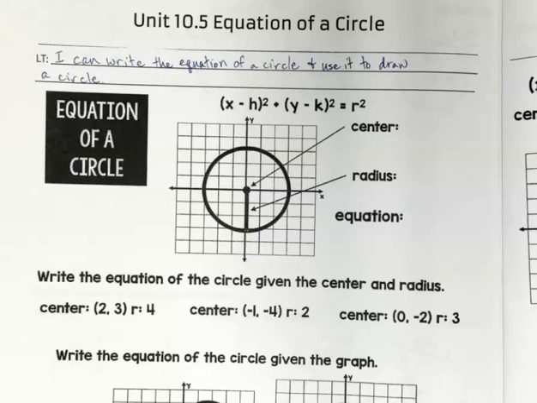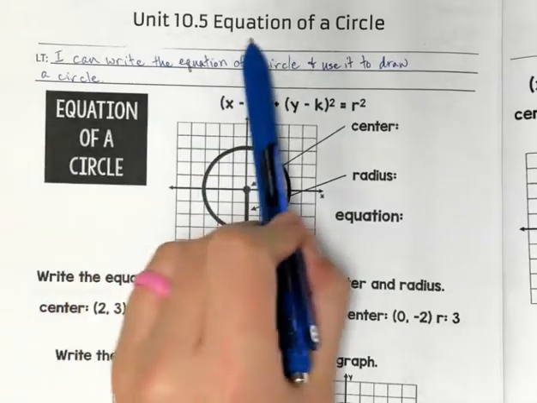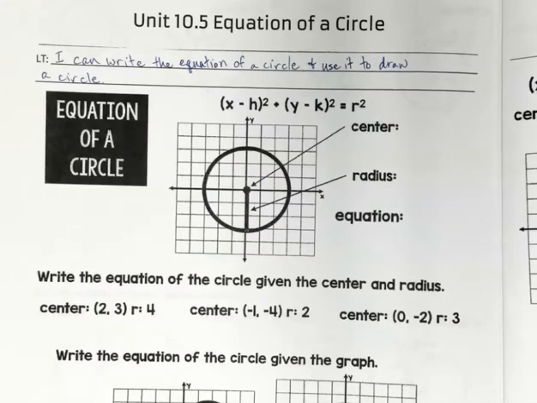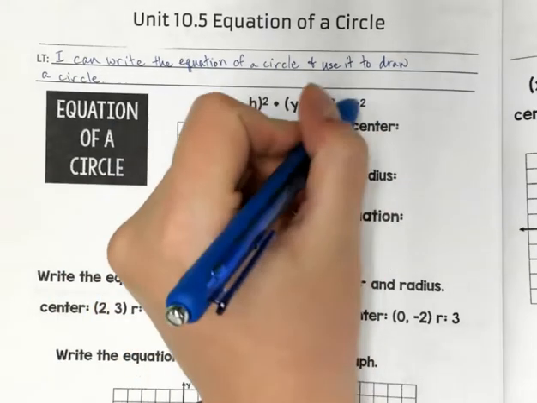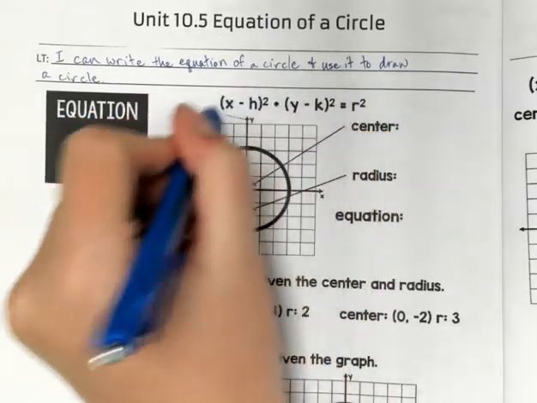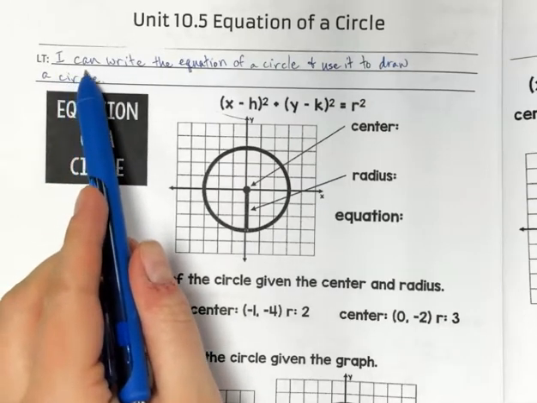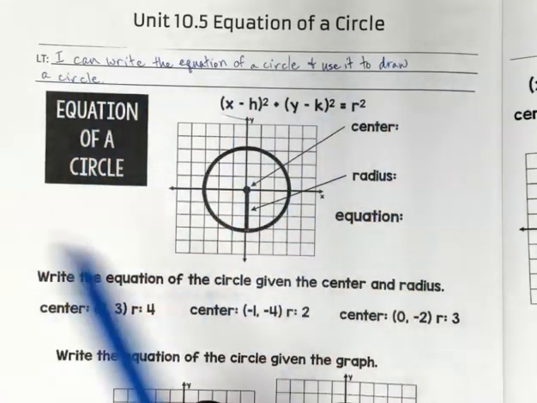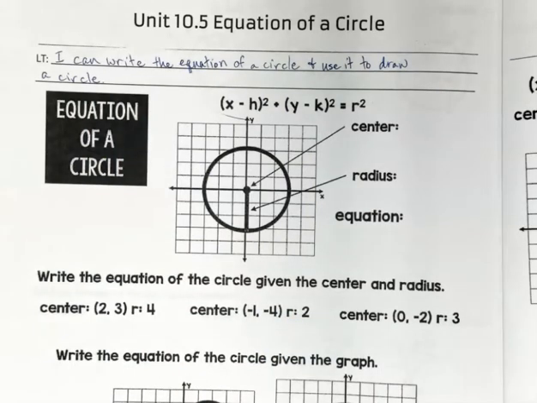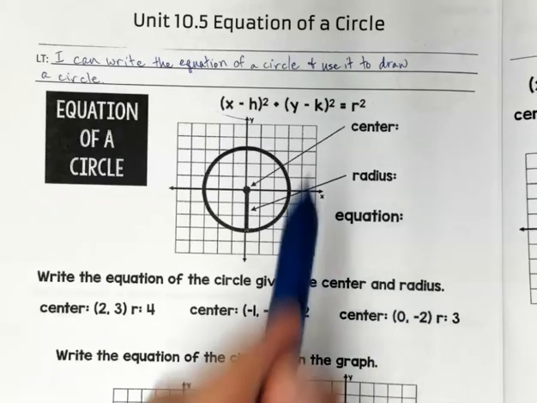Hey guys, we are going to be going over Unit 10.5, the equation of a circle. And so for the equation of the circle, it is actually this right here. Our learning target is that we can write the equation of a circle and then we can use it to draw the circle. So we can either look at a circle and write it, or look at the equation and be able to draw the circle.